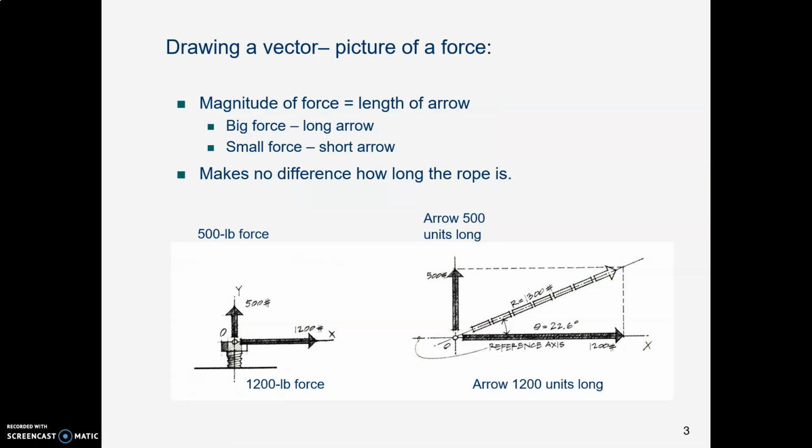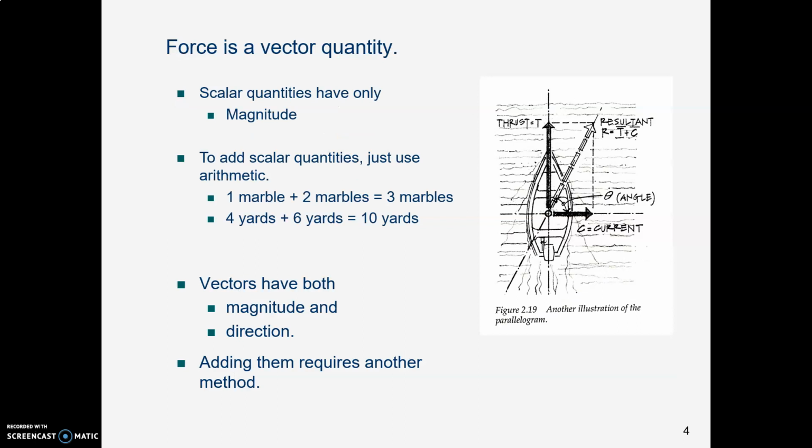Last time we said that when you draw a picture of a force, however big the force is, that's how long you draw the arrow. So if it's a 500-pound force going straight up, you draw an arrow 500 units long going straight up, and so forth. And we do that because a force is a vector quantity. It has not only magnitude but direction.